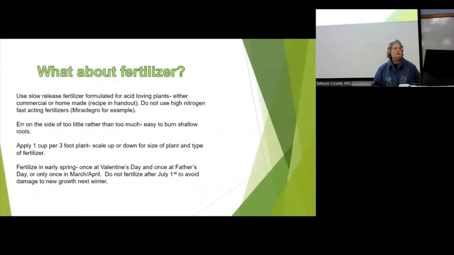Okay, fertilizer. Slow release fertilizer for acid-loving plants. And whether you make your own or whether you buy it commercially, get a slow release one that's specifically for rhododendrons, camellias, azaleas, acid-loving plants. It's really worth it. And I was trying to find, well, so what's the difference? What makes it for an acid-loving plant or not? And the difference that I found is they have sulfur.